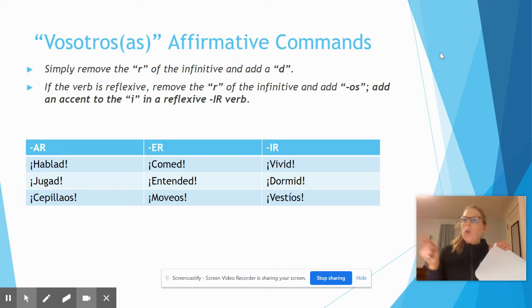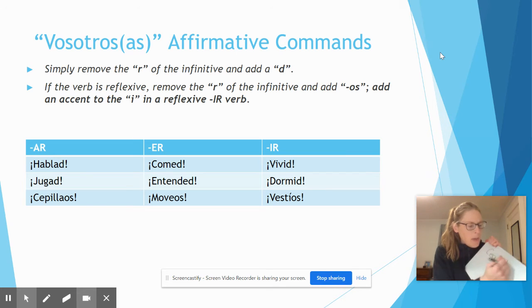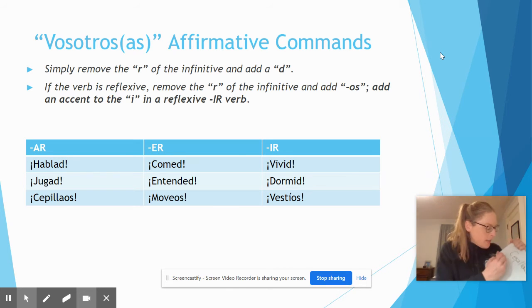So from like, you all brush your teeth. Okay, so typically if you're like brush, it would be cepillad. But because it's reflexive, you actually drop the D and you just put os on it. You know it's a vosotros command because the pronoun is in vosotros. But as you can see, like, get dressed. You all get dressed. You have to have an accent there because it's an IR verb.